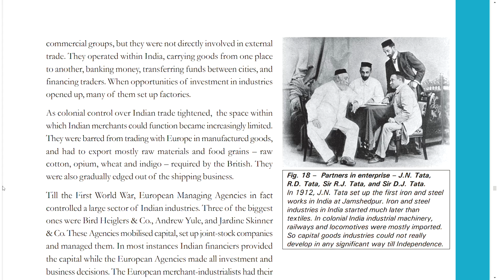As colonial controls over Indian trade tightened, the space within which Indian merchants could function became increasingly limited. They were barred from trading with Europe in manufactured goods and had to export mostly raw materials and food grains, raw cotton, opium, wheat, and indigo required by the British. They were also gradually edged out of the shipping business.